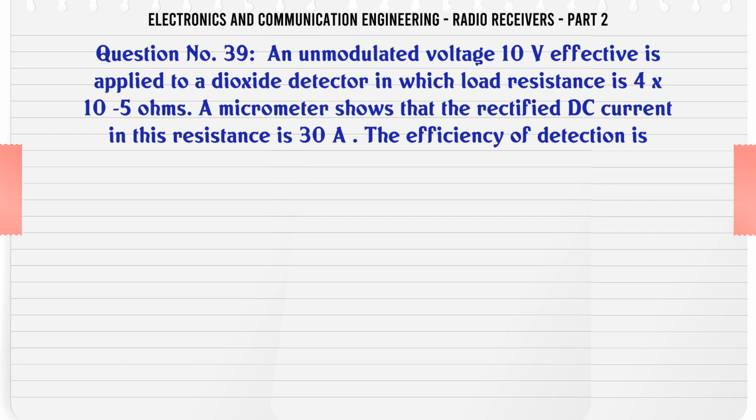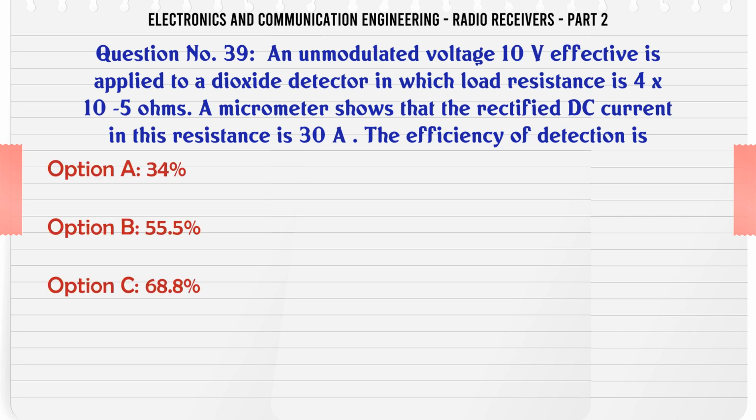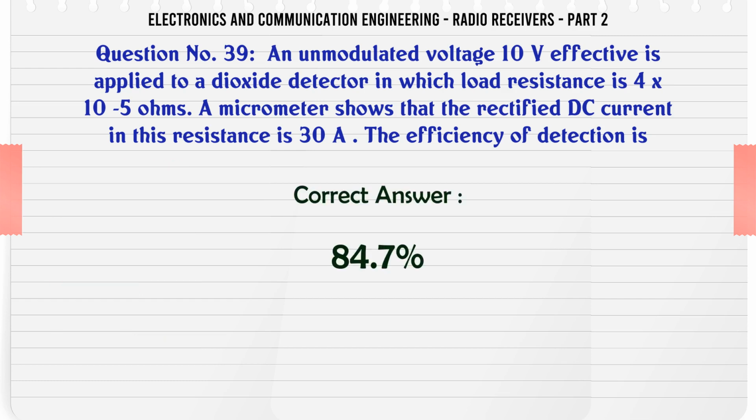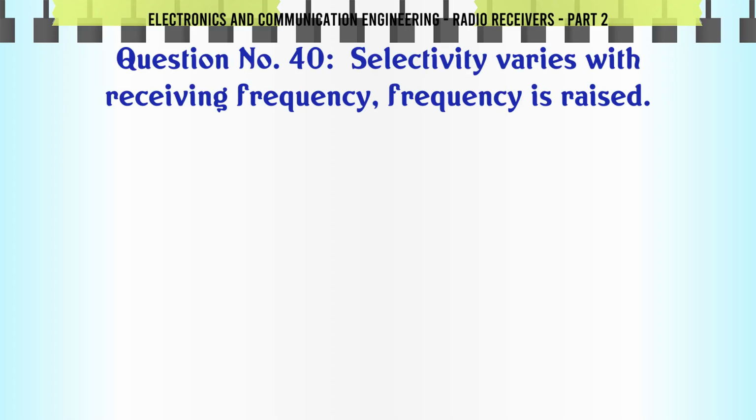An unmodulated voltage 10V effective is applied to a diode detector in which load resistance is 4×10⁵ ohms. A microammeter shows that the rectified DC current in this resistance is 30 µA. The efficiency of detection is A. 34, B. 55.5, C. 68.8, D. 84.7. The correct answer is 84.7.